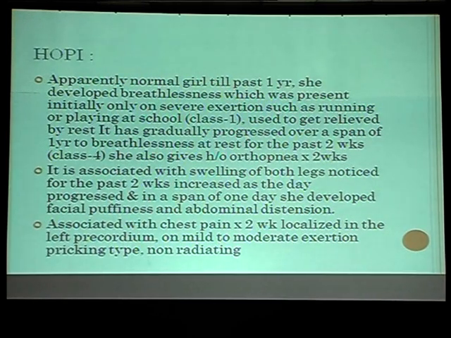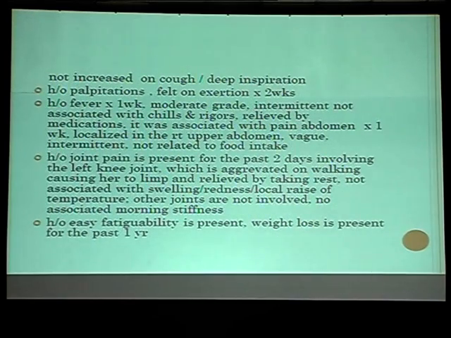There is also history of chest pain for the past 2 weeks, which was described in the left precordium, brought on by mild to moderate exertion, pricking type, non-radiating, not increased on cough or deep inspiration, no relation to food intake. There's also history of palpitations for the past 2 weeks, which was felt on exertion. There's history of fever 2 weeks back for 1 week, which was moderate grade, intermittent, not associated with chills and rigors, relieved by medications, but was associated with pain abdomen, localized in the right upper abdomen, vague, intermittent, not related to food intake.